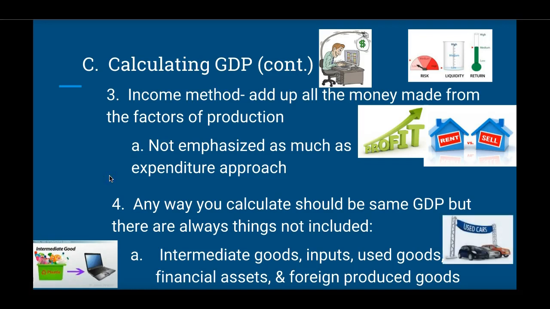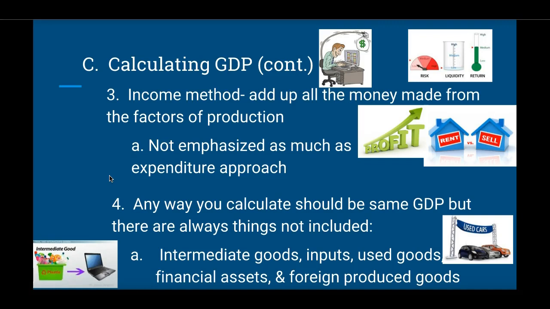Used goods, things like used cars, are not included. The reason is that they were already counted once when they were new, and when you go and resell it, it's not anything new. Financial assets, so things like stocks and bonds, are not included in GDP because if you remember from our circular flow, those are used to actually fund investment spending. So if we count the value of stocks and bonds, we're counting it twice because we already counted it as part of investment spending.